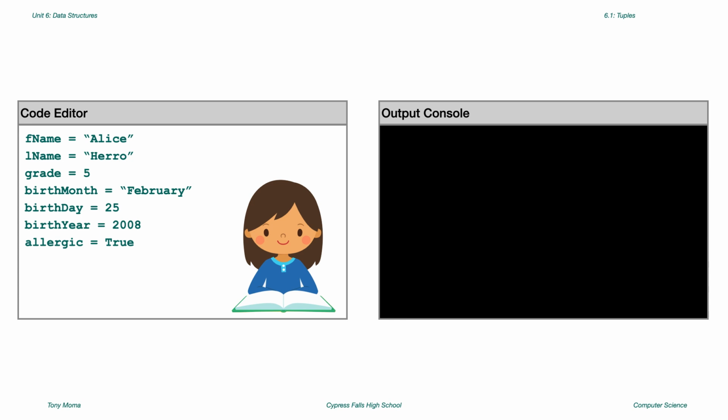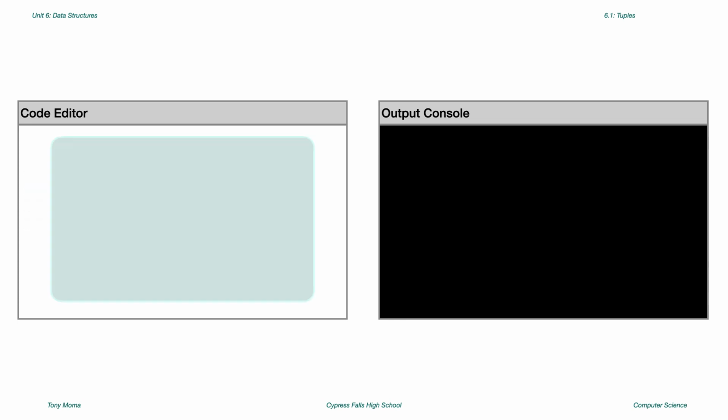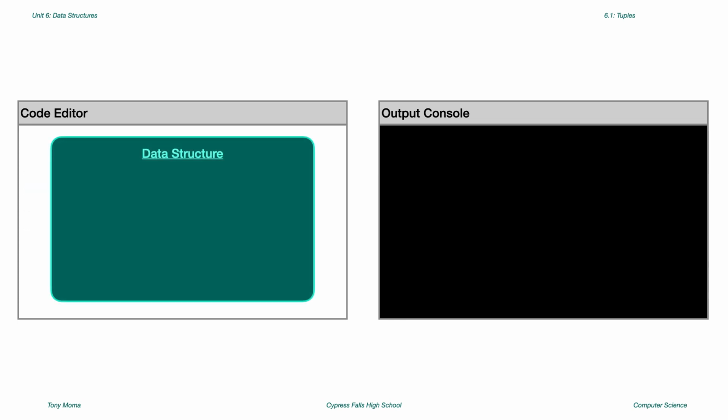The possibilities are endless. The main point here is that if I want to store information about one student, in order to do that, I'm going to need more than just one string, or just one integer, or just one floating point number, or just one Boolean value. What I'm going to need is a data structure. A data structure is a structure that stores more than one piece of information at a time.